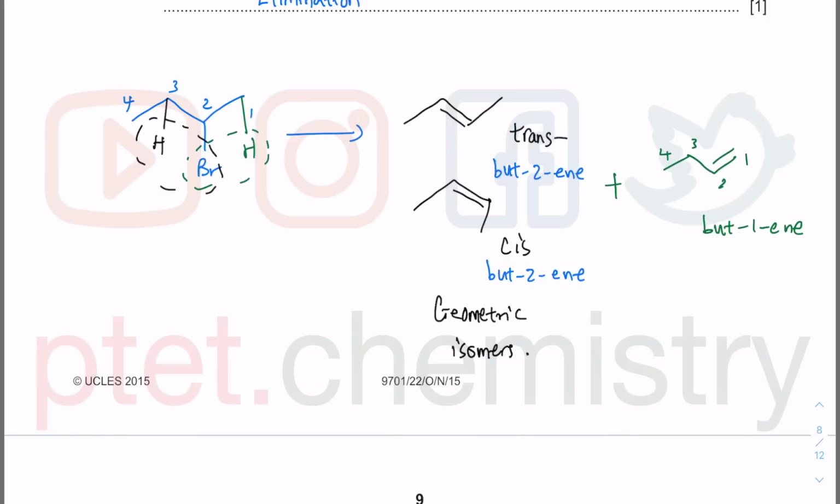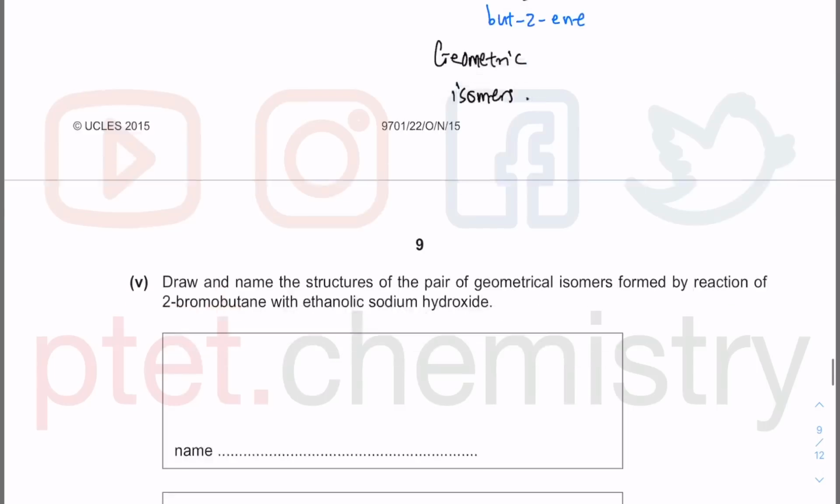All together, considering stereoisomers, because geometric isomers are stereoisomers, and also structural isomers, for which there are no other structural isomers of this, there are 3 possible products altogether. Very common type of questions in multiple choice chemistry as well.